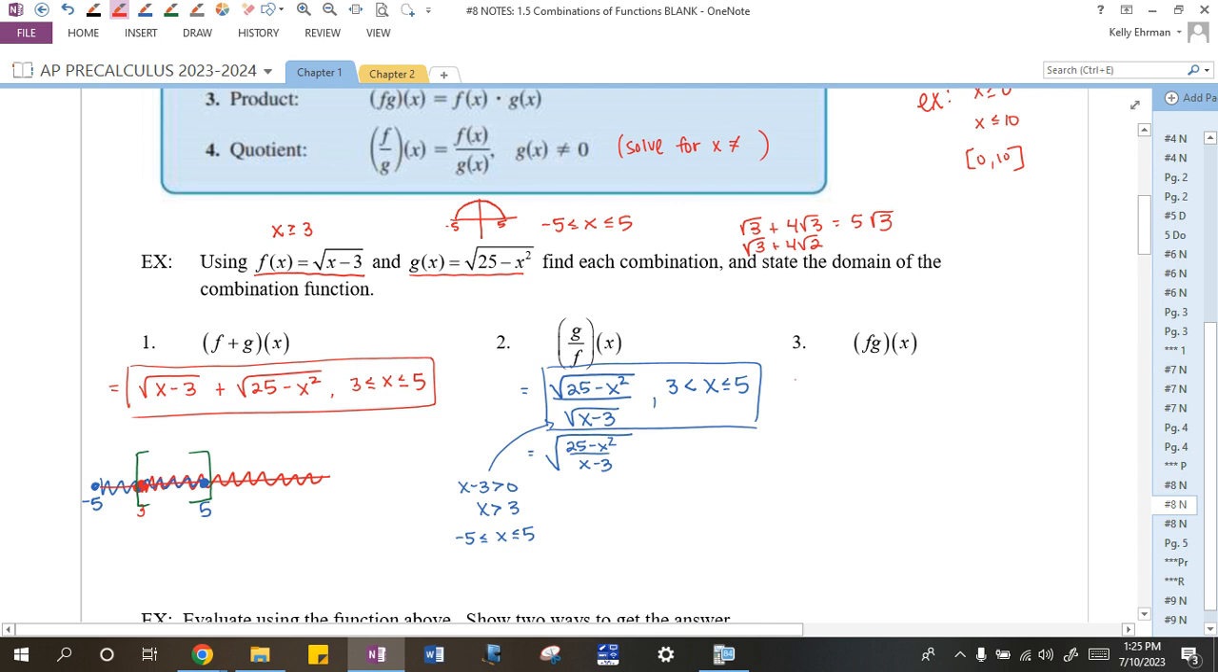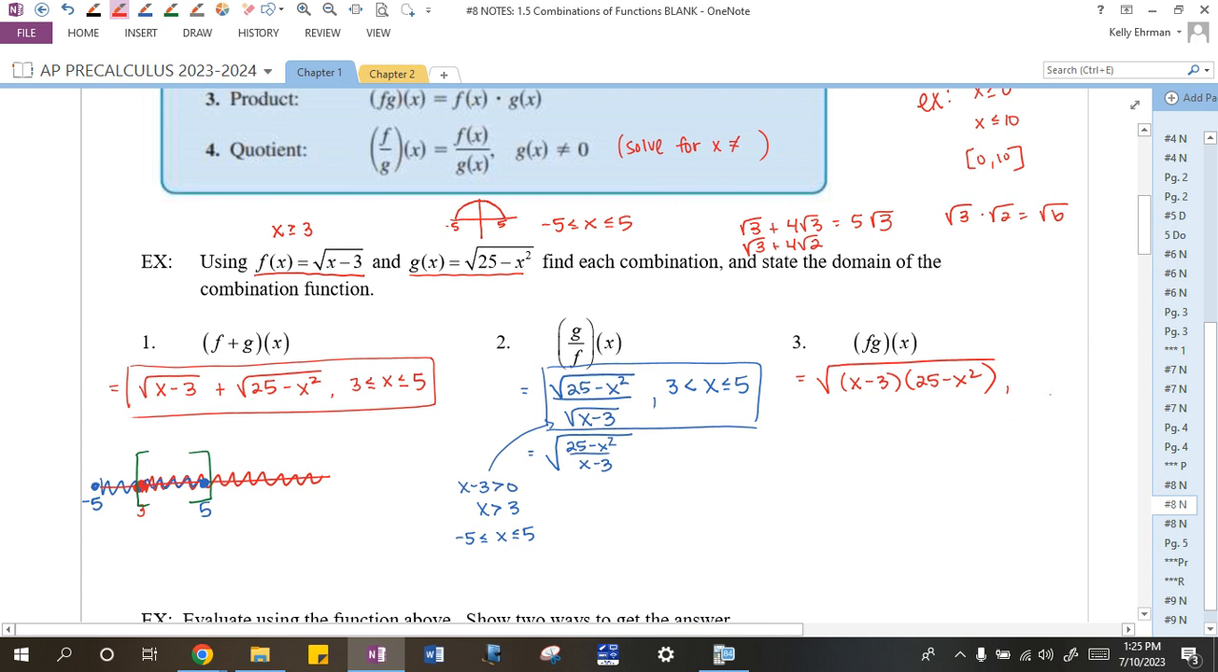For f times g, so when you multiply two radicals together, you don't have to have the same radical, right? Like radical 3 times radical 2 is just radical 6. You're allowed to multiply those together. So in this case, I can say it's the square root of x minus 3, the quantity, times 25 minus x squared, the quantity. You could FOIL this whole thing out. I think the only reason I would do that is if I were looking for an answer in multiple choice. So I could FOIL it together.